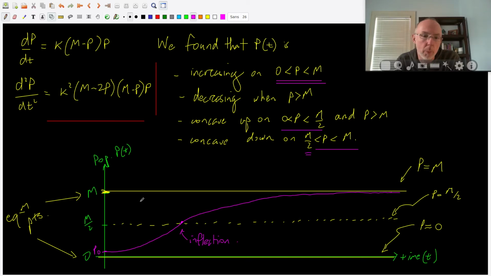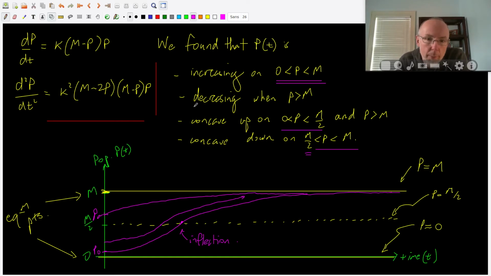If I start with a population that's bigger than m over 2, but still less than m, so if I start with a population here, if that's our starting point, then it's going to be concave down for all time, but increasing. Oh, that was a terrible line. But you get the idea. It's really hard to draw this nicely. But if it starts down here, it's going to be concave up for a while. That's probably too sharp. It's going to be concave up for a while, and then it's going to be concave down, and they're all going to asymptote up towards the value of m.